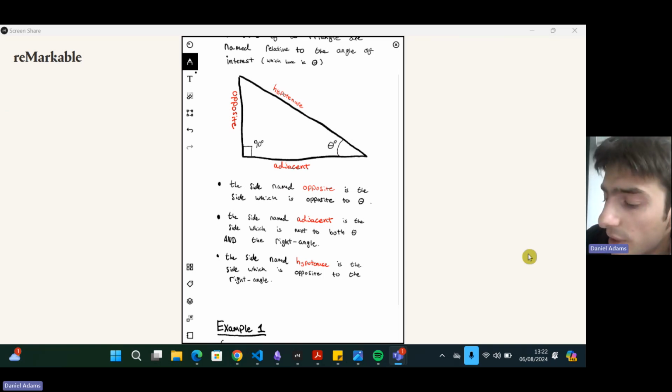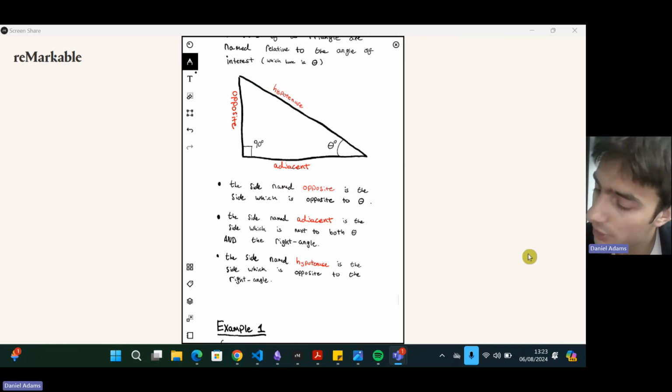So the side named adjacent is the side which is next to both theta and the 90-degree angle. Notice the side named opposite and the side named adjacent very much depend on the angle that we're interested in the triangle. So for instance, if we're interested in this angle up here, then this side would now be the adjacent side, and this side down here would now be opposite because it's opposite the angle of interest.